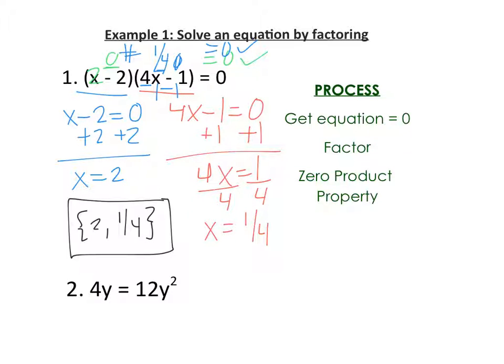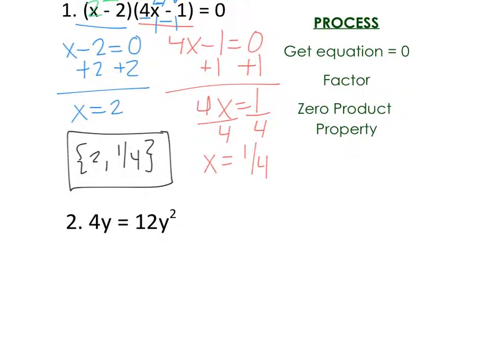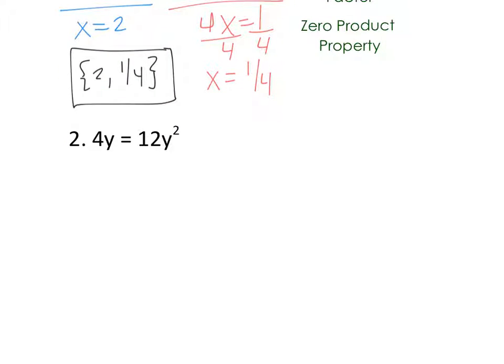Let's look at the next example. I have 4y equals 12y squared. So again, I'm first going to look at the steps I need to take, and I need to get this equation equal to 0. So I'm going to go ahead and move over the 4y. I'll subtract it to get to the other side and get 0 equals 12y squared minus 4y.